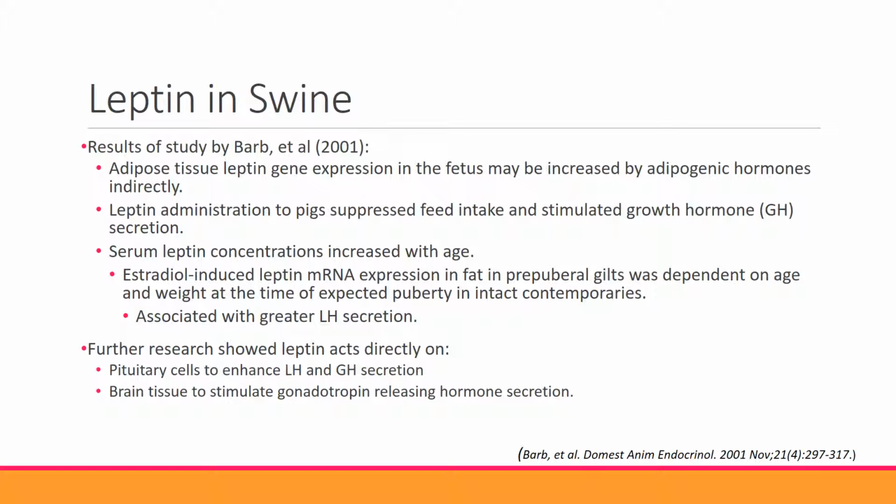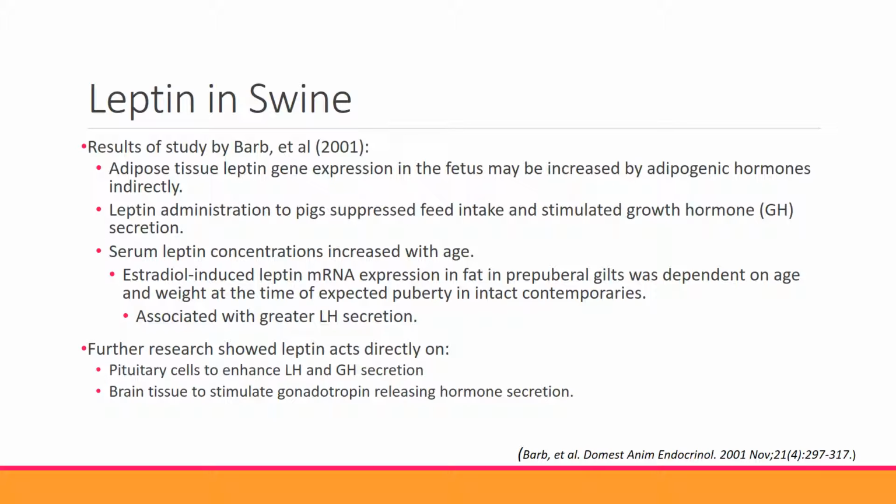Further results of this study determined adipose tissue leptin gene expression in the fetus may be increased by adipogenic hormones indirectly. Leptin administration to the pig suppressed feed intake and stimulated growth hormone secretion. Also, the serum leptin concentrations increased with age.